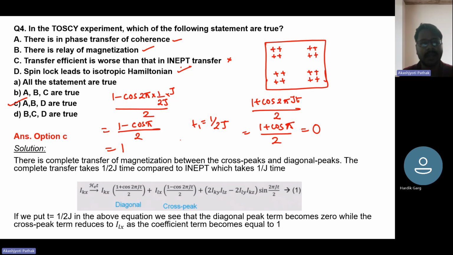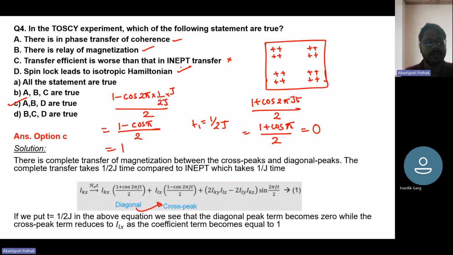So for time t equal to 1 by 2J, you see that this diagonal peak term becomes equal to 0, and this cross peak term becomes equal to 1, and ultimately this becomes equal to I_lx, right? So this means that there is complete transfer of magnetization from the diagonal peak to the cross peak in 1 by 2J time period. While in case of INEPT, the time period that is required for complete transfer is 1 by J, right?